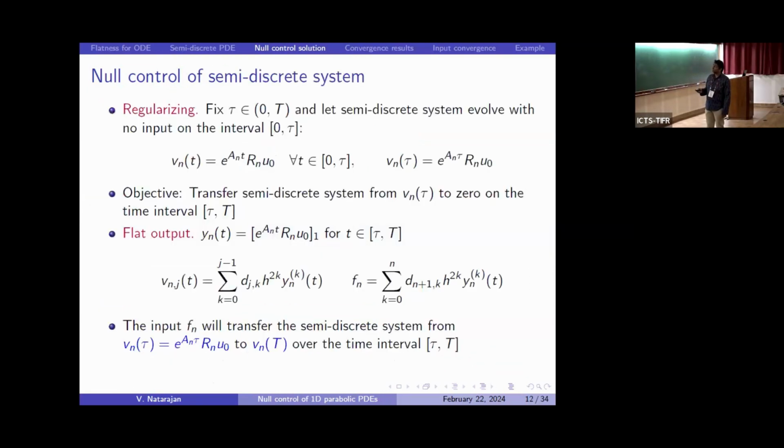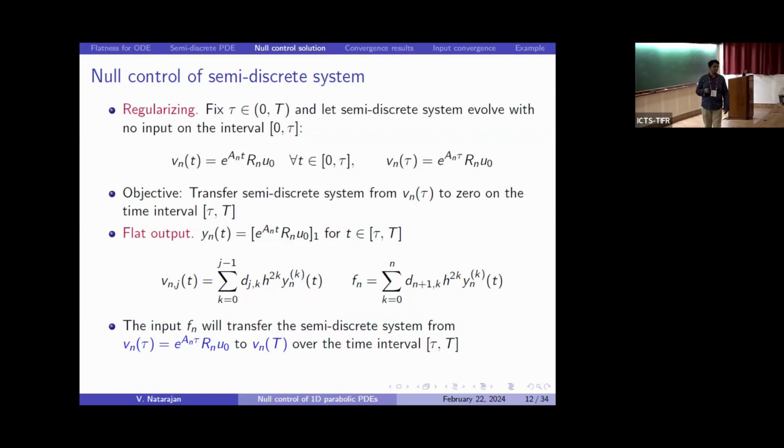All right. Now this is how I would do this null control for the semi-discrete system. Like Professor Rossi was explaining, when you null control, in many techniques you first regularize. You let it evolve without any control input. So we do the same regularization for the semi-discrete system. Okay, we take the ODE system and don't give it any input for some interval 0 to tau, where tau is less than T, and then we let it evolve, and this is the trajectory, of course, right? Vn is e power An t Rn u0. Okay, e power An t times the initial state. In particular, at the time instant tau, we reach e power An tau Rn u0.